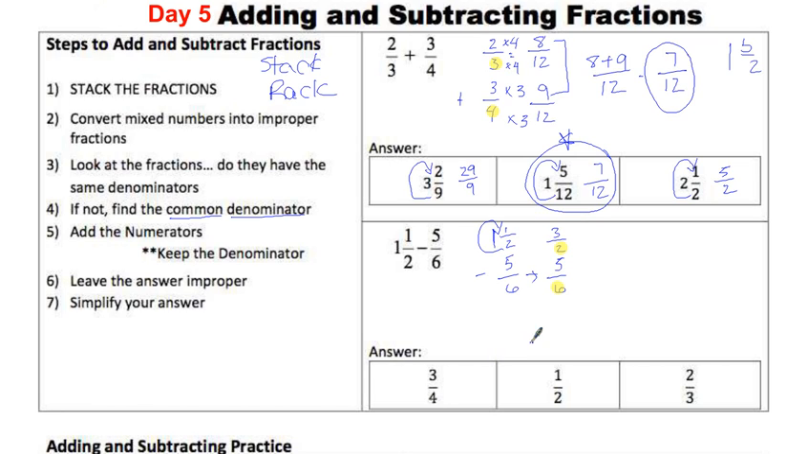So, if we look at this, is 2 a factor of 6? It is. We can multiply 2 times 3 to get to 6, so we can just leave this 5/6 alone and set this equal to a denominator of 6. 2 times 3 is 6. 3 times 3 is 9. And this 5/6 is just going to get dragged along because we don't need to change anything with it.